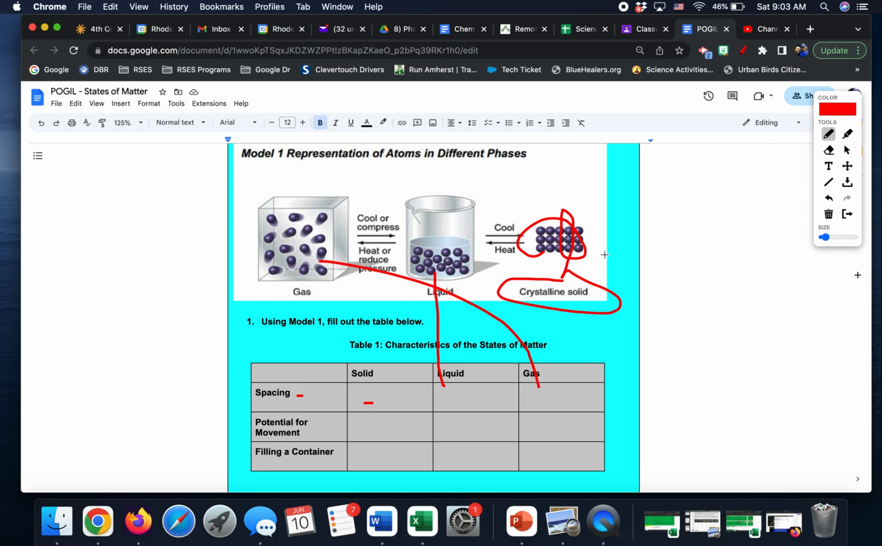Potential for movement. How much movement can those solids have, spaced as they are? Basically you're going to put a little, virtually none, or a lot. And you'll do the same for liquid here, gas here. And then this is simply yes or no. Will it fill a container that it's put in? So you'll have yes or no in each of those boxes there.